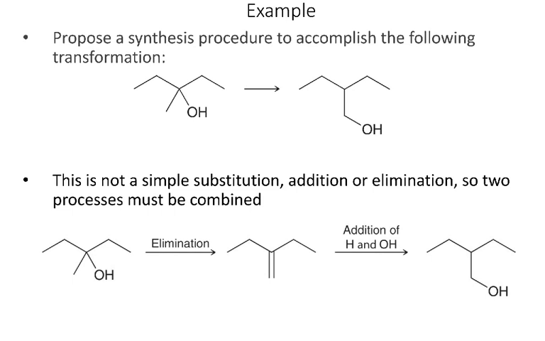Okay, let's look at a couple examples. We're asked to propose a synthesis to convert this compound into this compound. You can see we've moved the OH from here to here. So this is not a simple substitution, elimination, or addition, and so we need to combine two processes. If I start with this compound and do an elimination, I can put the double bond here. I can then do an addition that adds the OH here, but I have to pick my reagents properly so that I get the right product at each stage.